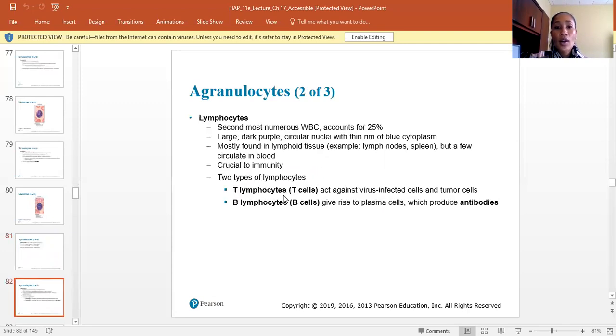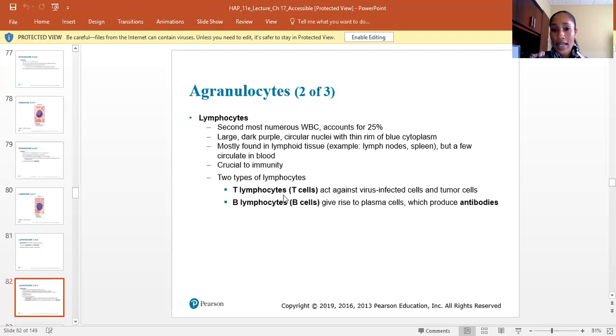Lymphocytes are the second most numerous white blood cell. They're mostly found in lymphoid tissue, and we'll talk more about the different types of lymphocytes when we get to the lymphatic system. They are crucial in establishing our immune system. When you think of someone's immunity, it's the lymphocytes that really establish this. And we have two categories of lymphocytes, which we'll delve into deeper when we get to that system.